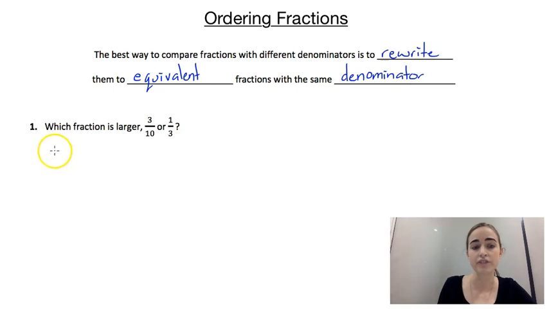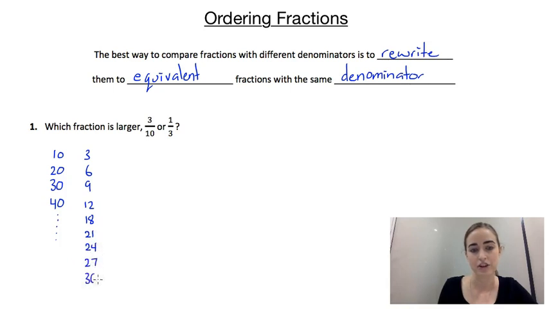So multiples of 10, we could have 10, 20, 30, 40, and it would keep going down there. Our multiples of 3, now we're going to go through this list and hopefully find one in both lists that's the same. So multiples of 3 would be 3, 6, 9, 12, 18, 21, 24, 27, 30, and there we go, we've got 30 in both of our lists. So this is going to be our new common denominator.